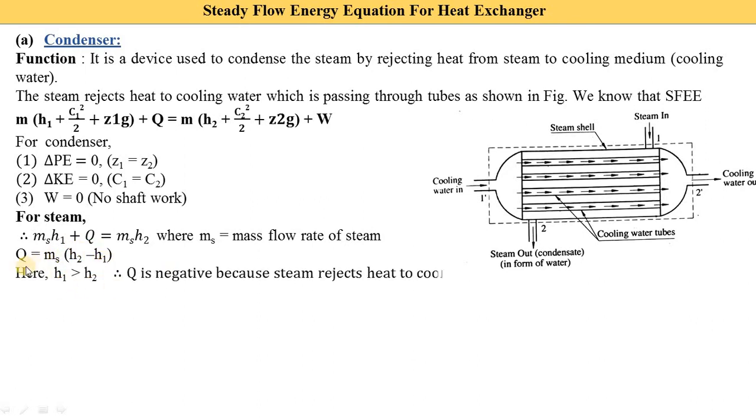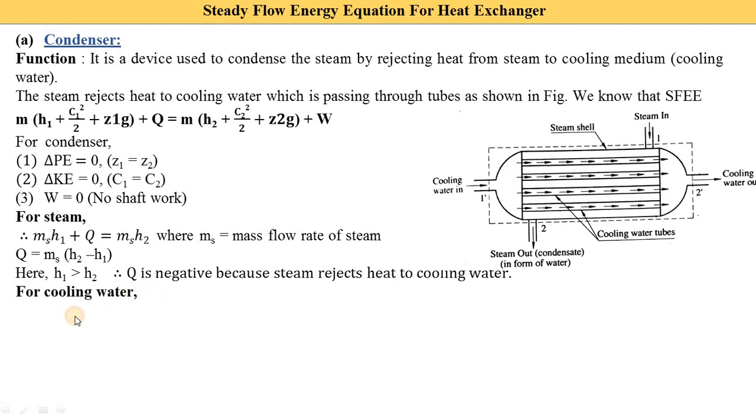Here h1 is greater than h2. How do we say that h1 is greater than h2? Because here the steam's temperature is reduced and h2 is lower. That means h1 is higher, and so whatever answer comes is negative. So Q is negative because the steam rejects heat to the cooling water. That we already know: when we reject heat, it comes as a negative value, because heat rejection is considered negative. That we already studied in the sign conventions of heat and work.